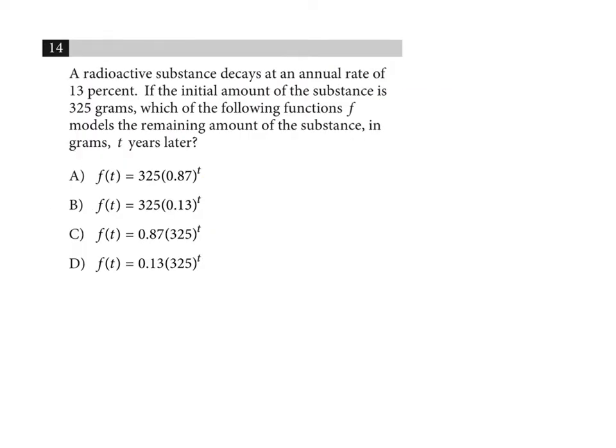Problem number 14 says a radioactive substance decays at an annual rate of 13%. If the initial amount of the substance was 325 grams, which of the following equations models the remaining amount of the substance in grams t years later? Well, you have this substance, and there's 325 grams when you start. It decays at a rate of 13%. So what does that mean?